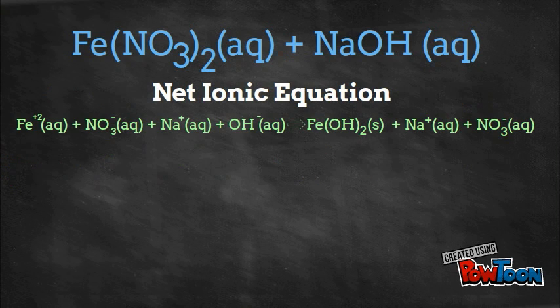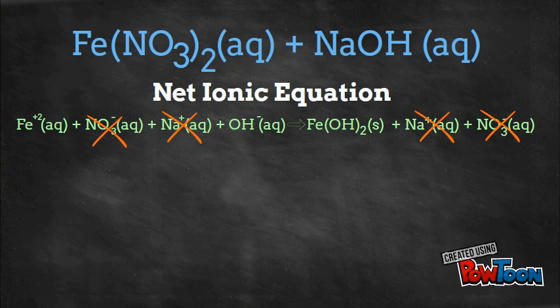Looking at the equation, you may have noticed there are ions that are the same on both the reactant and product sides of the equation. These are called spectator ions and can be ignored, so we'll cross these out. The spectator ions in this case are the NO3-, the nitrate ion, and the Na+, the sodium ion.